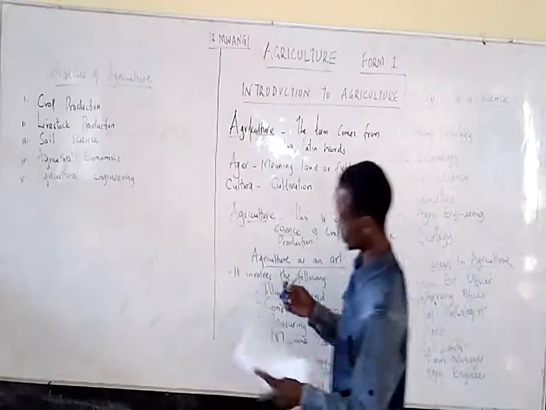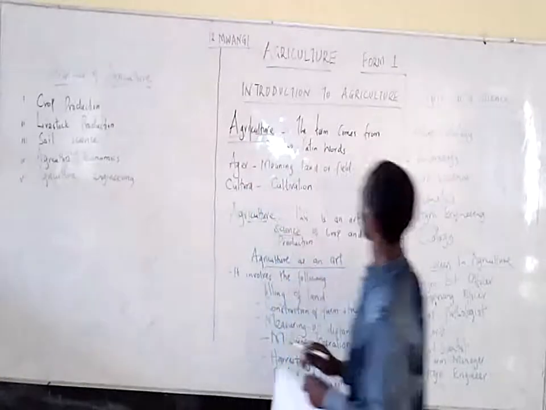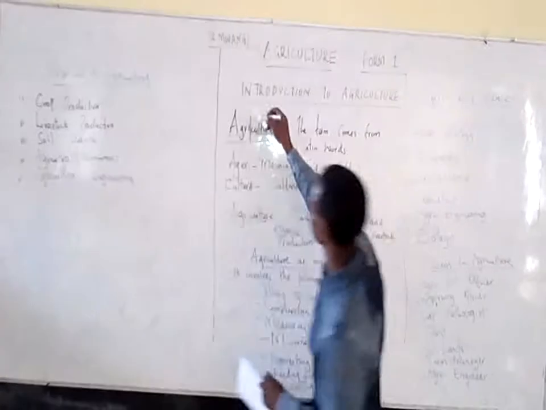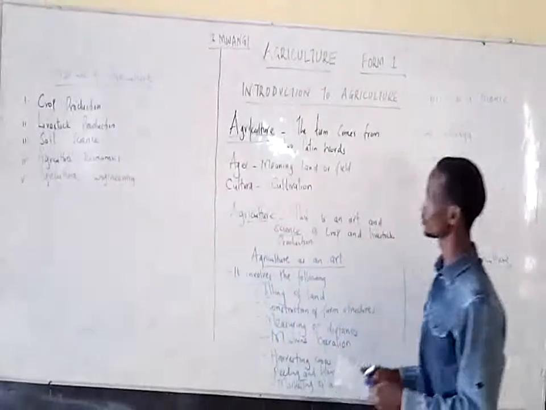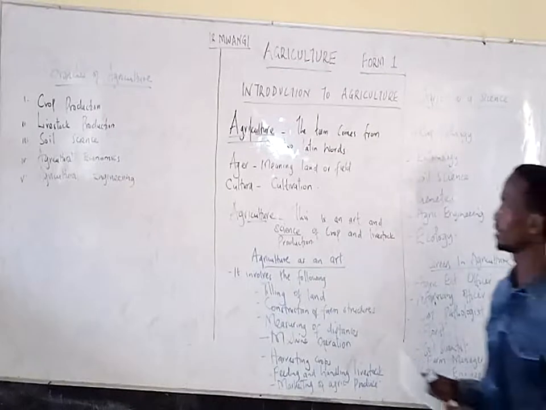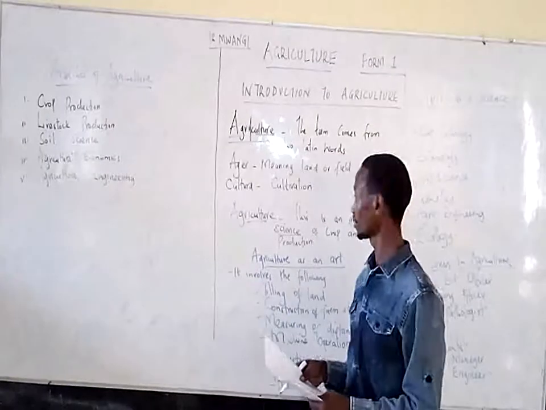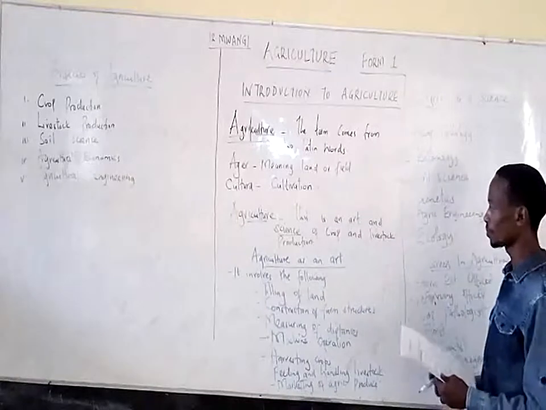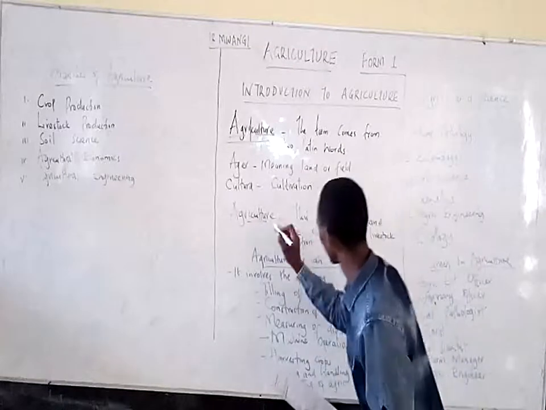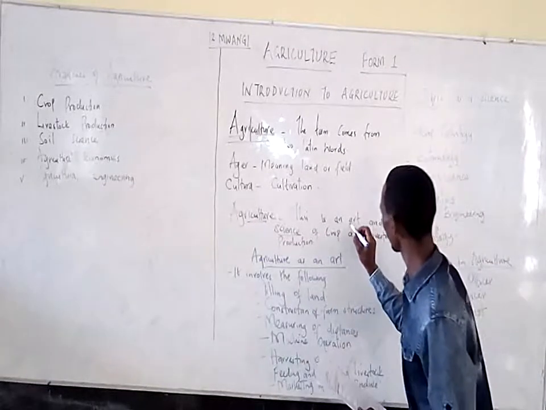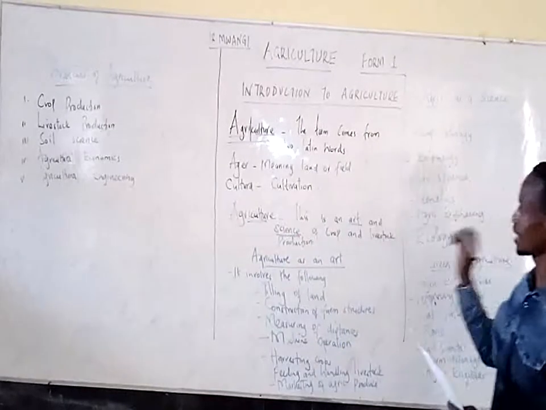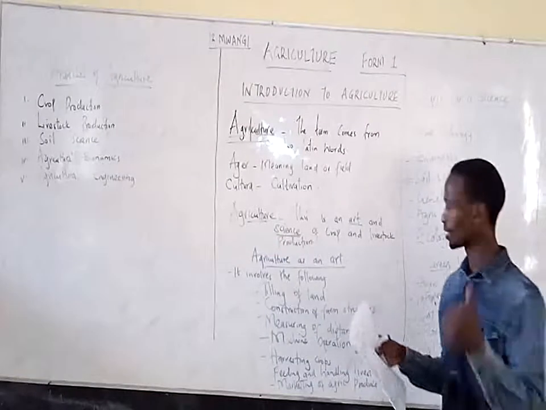Agriculture. The term agriculture comes from two Latin words, agra and cultura. Agra means land or field, and cultura means cultivation. Agriculture, therefore, is defined as an art and science of crop and livestock production. From the definition, it means that agriculture is both an art and also a science.